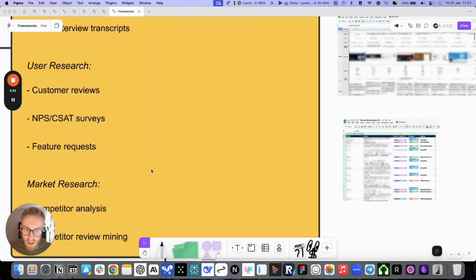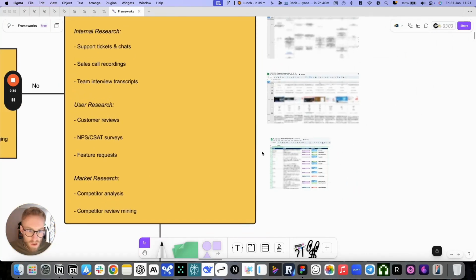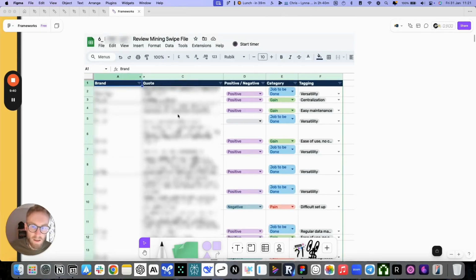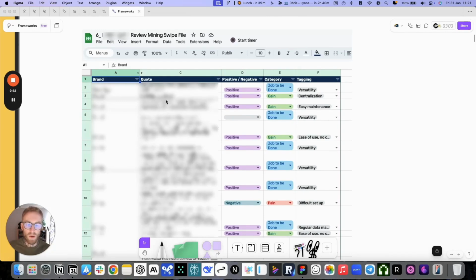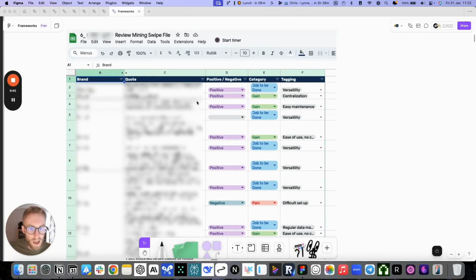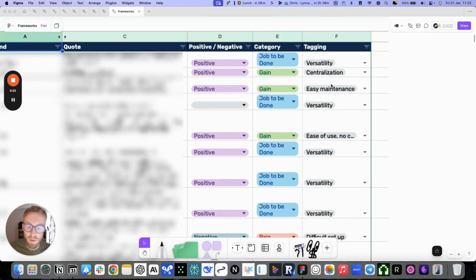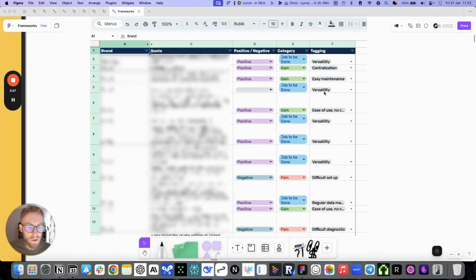Review mining, so looking at customer reviews. This is an example of what I would collect. Basically extracting pieces of reviews from G2, Capterra, those review websites, and dividing them by positive and negative category and tagging them for specific themes that we can then use, analyze, and do pretty cool things with.